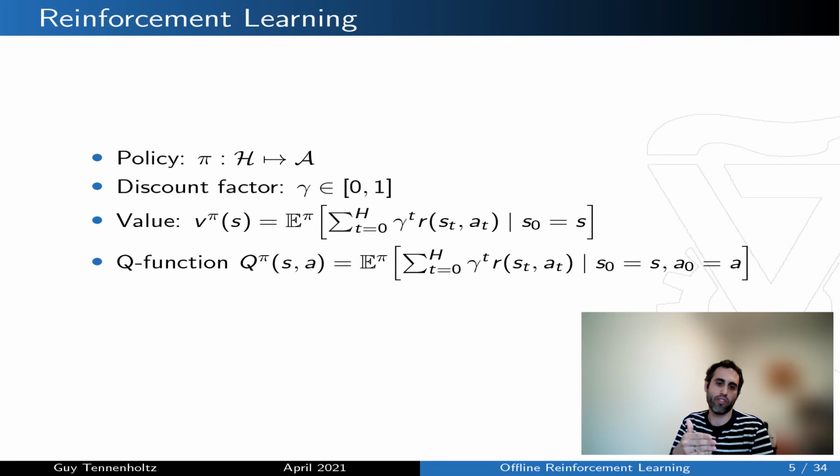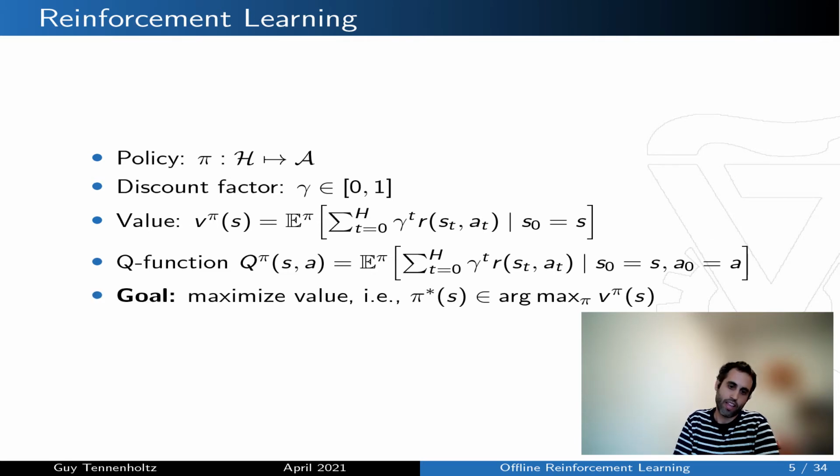So that's the difference between the value and the Q function. The value looks at the expected sum of rewards over policy pi, and the Q function first takes an action A based on the input to the function, and then follows policy pi. And like I said, the goal of reinforcement learning is to maximize a value, find the best policy, the policy that would get the maximum expected sum of discounted rewards.